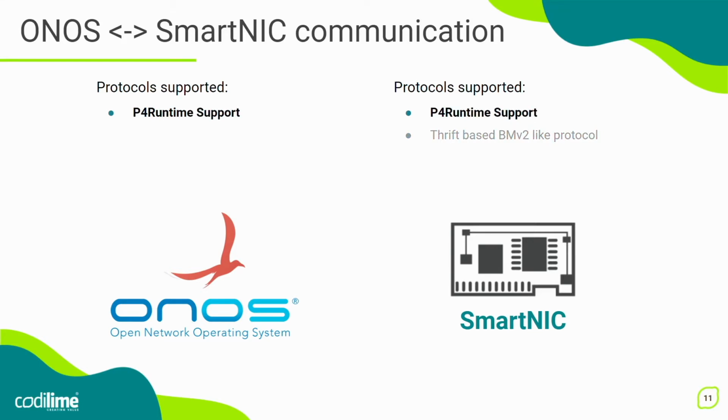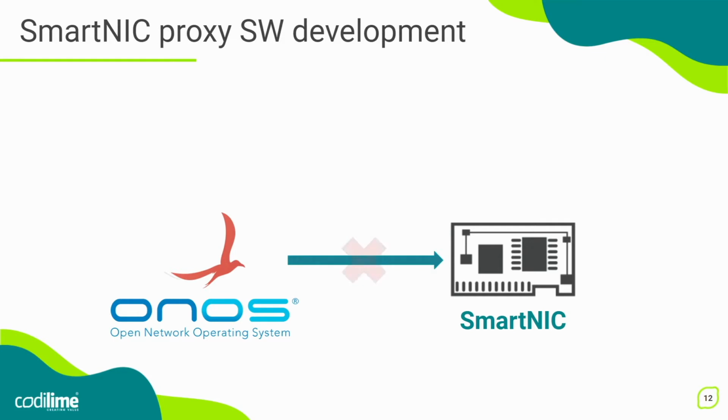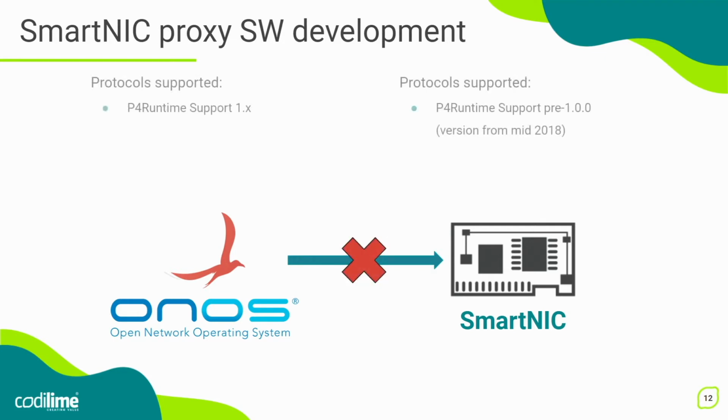So since both the SDN controller and the P4 target support P4 runtime, our natural choice was to use it to accomplish communication between data plane and control plane. But after the first try, it turned out we were not able to have a working solution, since the P4 runtime version implemented in ONOS and in the SmartNIC were not compatible with each other. Then our next step was to downgrade the P4 runtime version in ONOS. But that unfortunately didn't work either.